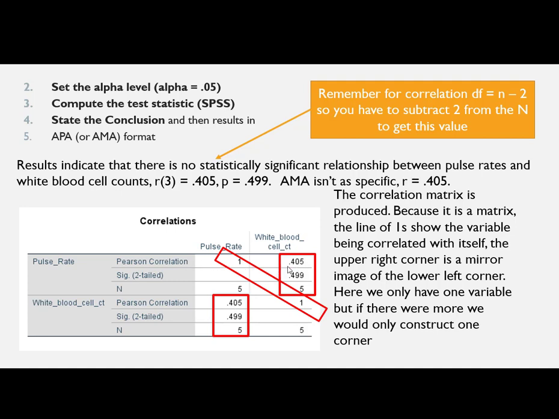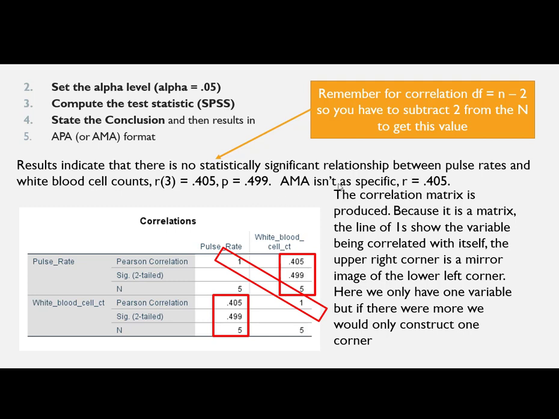And we can see that the correlation coefficient here is 0.41. The significance is 0.499, so it is not significant, and our sample size is 5. We would write it out as results indicate that there is no statistically significant relationship between pulse rates and white blood cell counts. R of degrees of freedom 3 is equal to 0.405. The p is equal to 0.499.